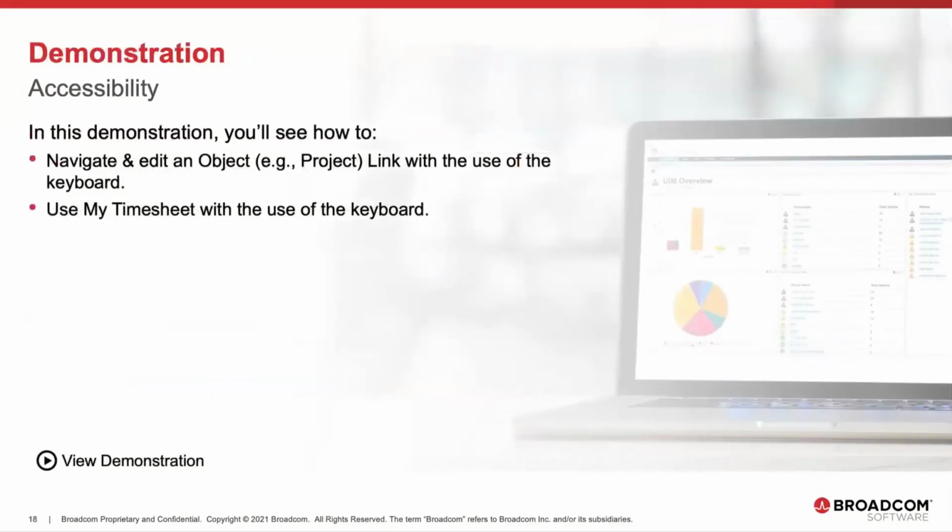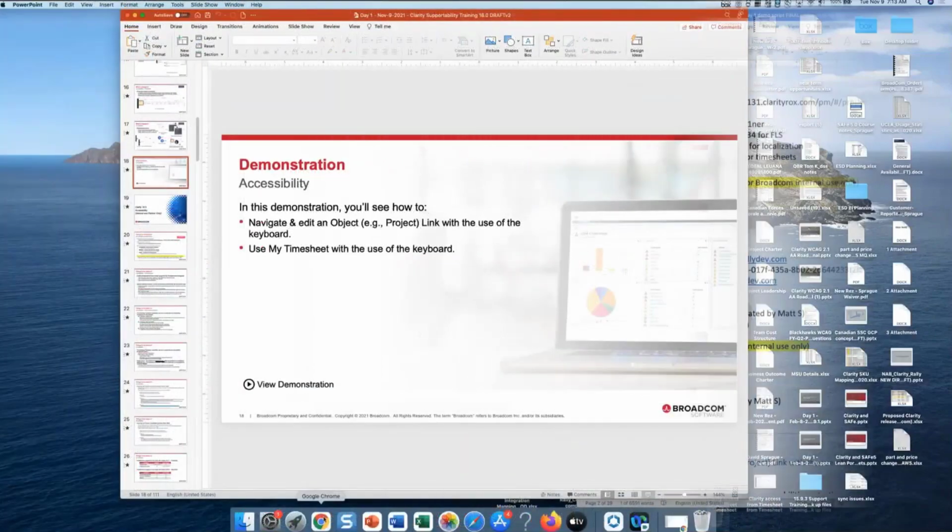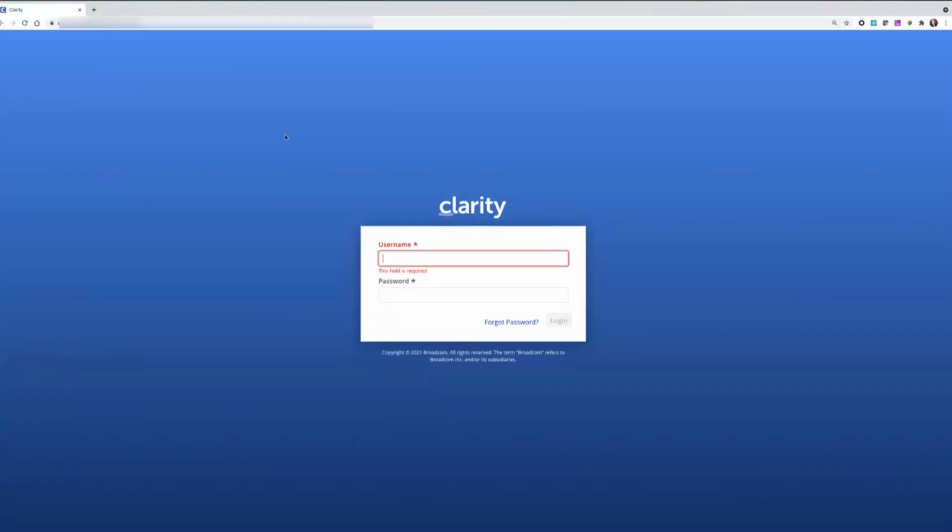Okay, so let's look at a few of the new accessibility updates. I will now close out of PowerPoint and navigate over to Clarity. I will start at the login page and will demonstrate how to use keyboard control to navigate and or edit the project object link, or really an object link, which could be an investment, an idea, or a project.